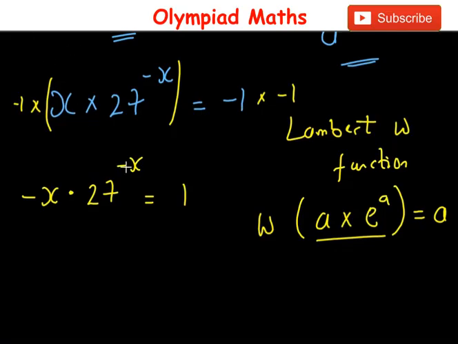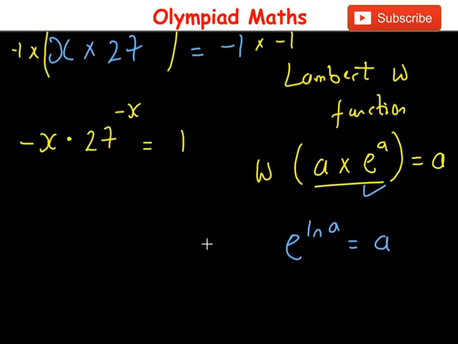Also, looking at the Lambert W function, we have e in the expression, but in this equation, there is no e in the expression. So we need to introduce e into this equation. And to do this, we're going to make use of this rule that if you have e raised to power ln a, this equals a. So also, this means that if you have e raised to power ln 27, this will equal 27.